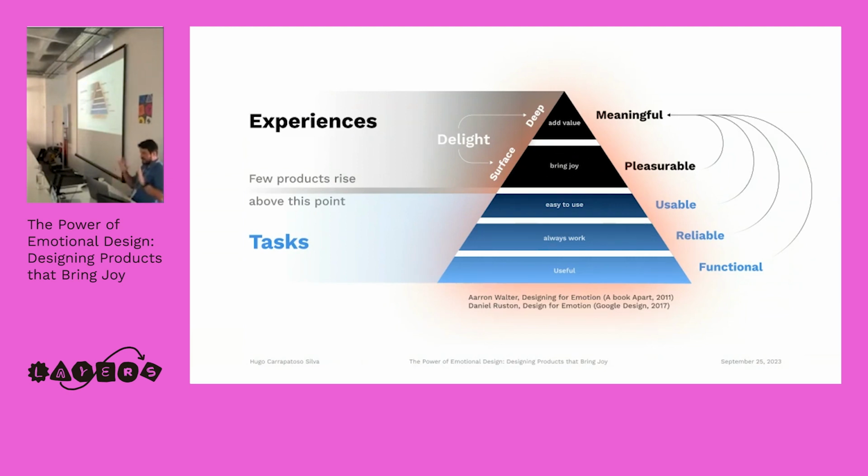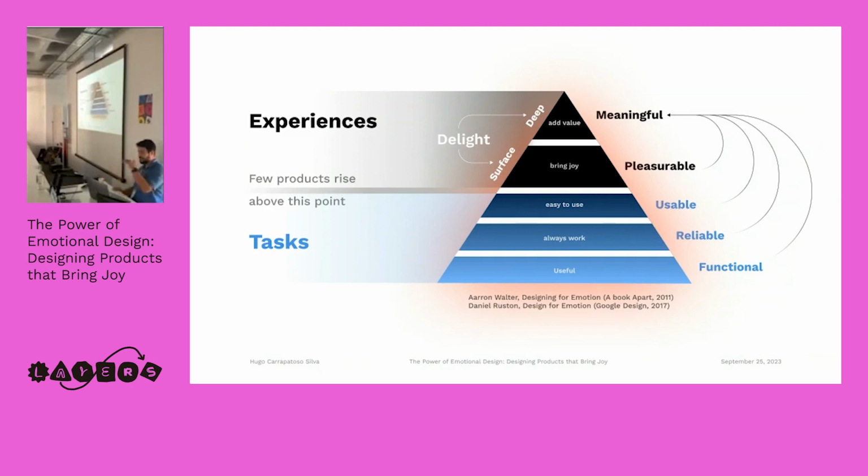And basically, you have two parts of the pyramid, right? The bottom part is all about tasks, and on top, experience. So about tasks, a product needs to be functional, reliable, and usable. Functional: is it useful for the user or not? Reliable: if it always works or not. Usable: if it's easy to use or not.